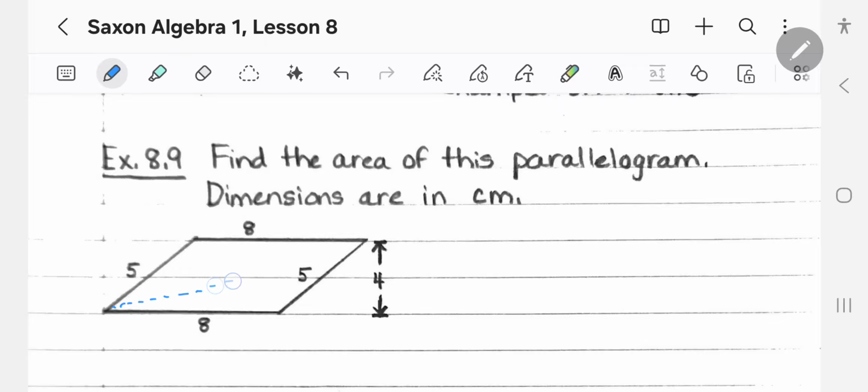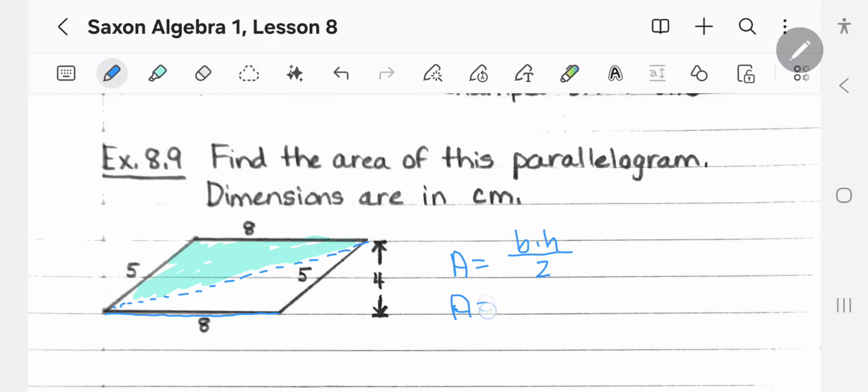Now, if we draw a line to connect those vertices, we have now split this parallelogram up into two triangles, and the area of the parallelogram would equal the sum of the areas of the two triangles. So we have this triangle up here, and then we have the white one that I have not colored or shaded on the bottom. Okay, so let's deal with the bottom one first. We can see that we have a base of 8. Area is going to equal base times height divided by 2.